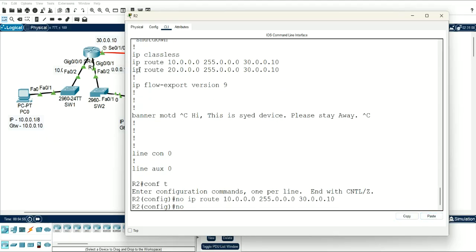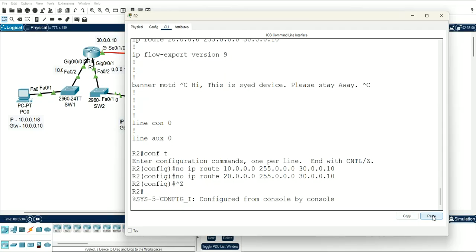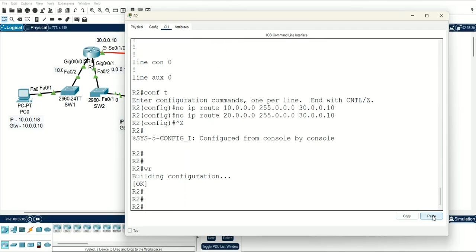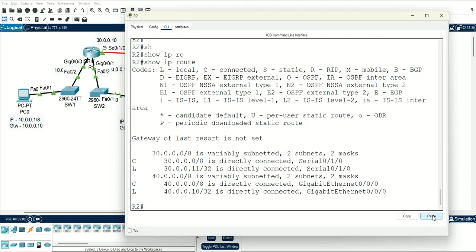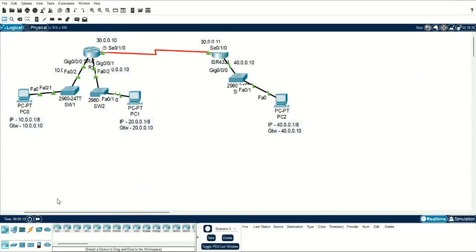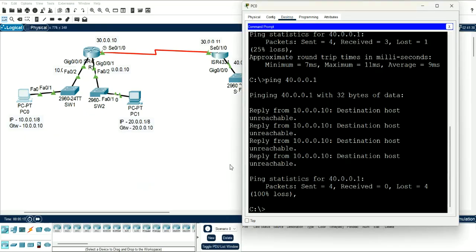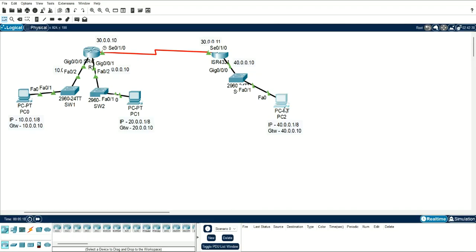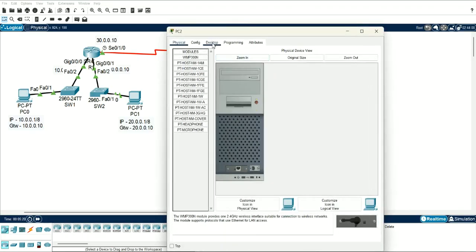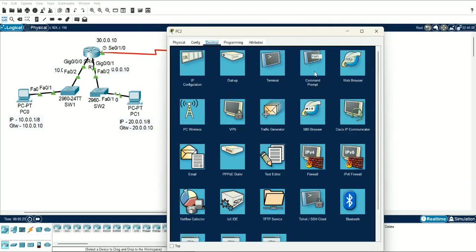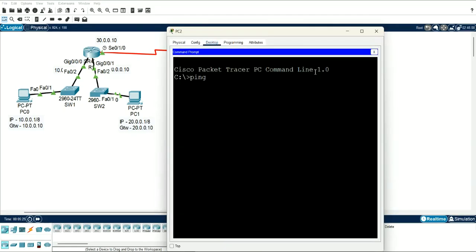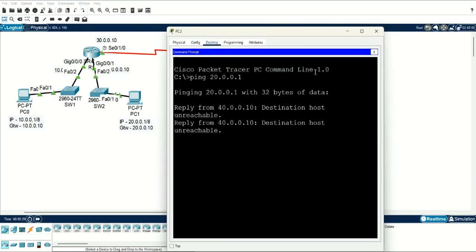Again, copy, put no, paste it. We have removed it. Let us verify now. Show ip route, it is gone. We learned how to remove the static route that we configured. Now what I am going to do, I'm going to again try pinging from here 40.0.0.1 to show you that the ping won't happen because there is no route.